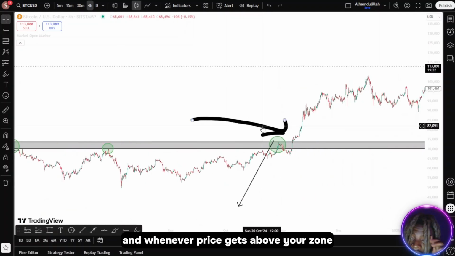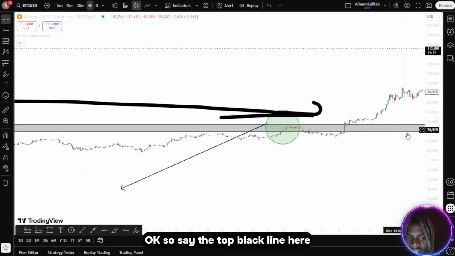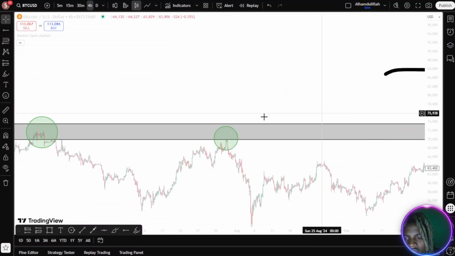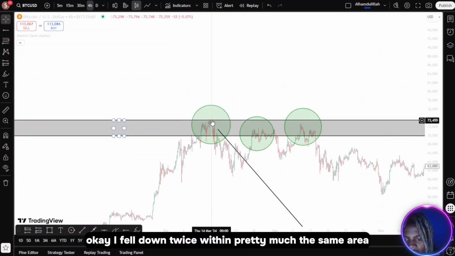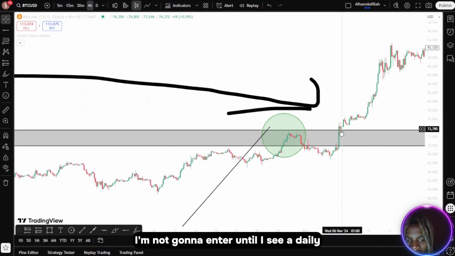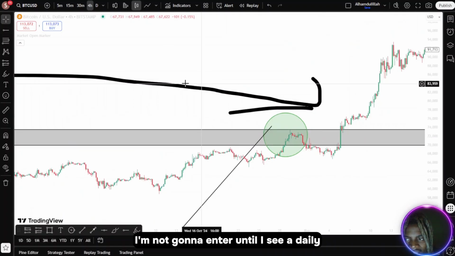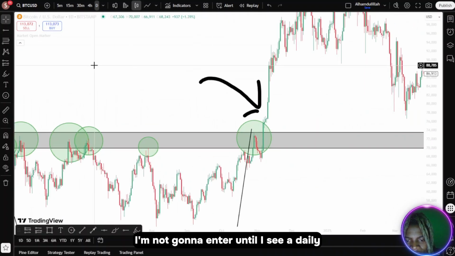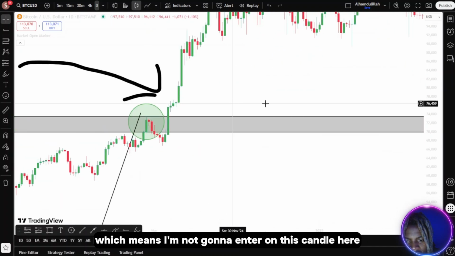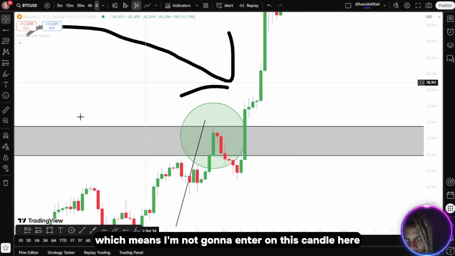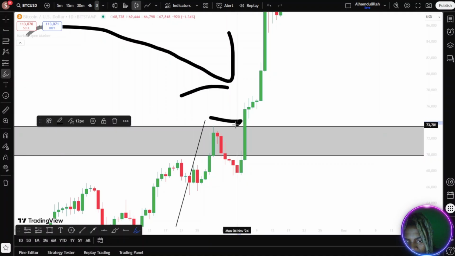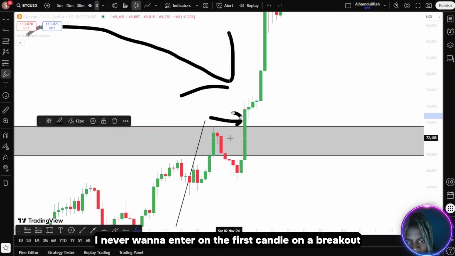And whenever price gets above your zone, say the top black line here, because this is where price decided to fall down once and fall down again over here, it fell down twice within pretty much the same area. But once it got above it, I'm not going to enter until I see a daily close. So I'm not going to enter on this first candle here. I never want to enter on the first candle on a breakout.